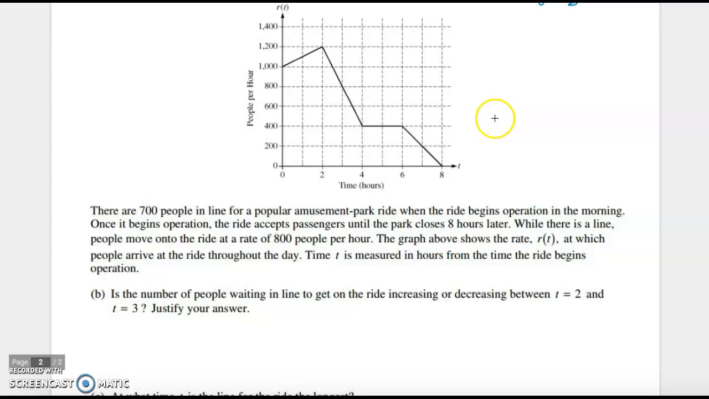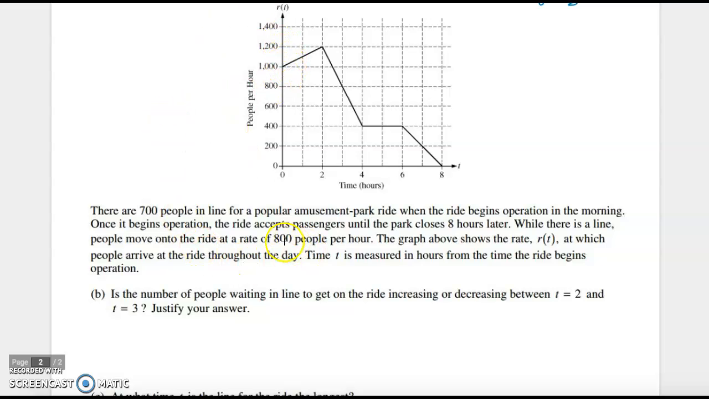In this problem, they have a graph, and they say there are 700 people in line for a popular amusement park ride when the ride begins operation in the morning. Once it begins operation, the ride accepts passengers until the park closes 8 hours later. While there is a line, people move onto the ride at a rate of 800 people per hour. And so the graph above shows the rate at which people arrive at the ride throughout the day.